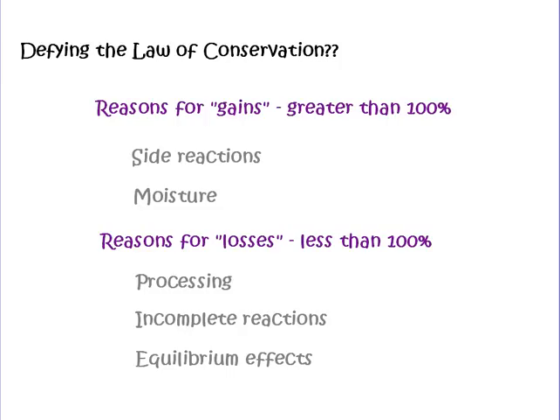So if we don't get exactly 100%, is that defying the law of conservation? Well, no. In many laboratory experiments or industrial processes, they might get yields that are greater than 100%. However, these are kind of rare. We'll talk about those. And then there are some reasons for losses where they would actually get less than 100%. Let's talk about reasons they may have extra atoms that show up that they weren't counting on.